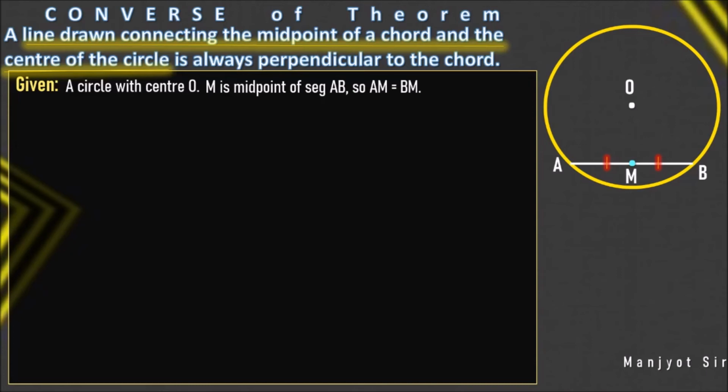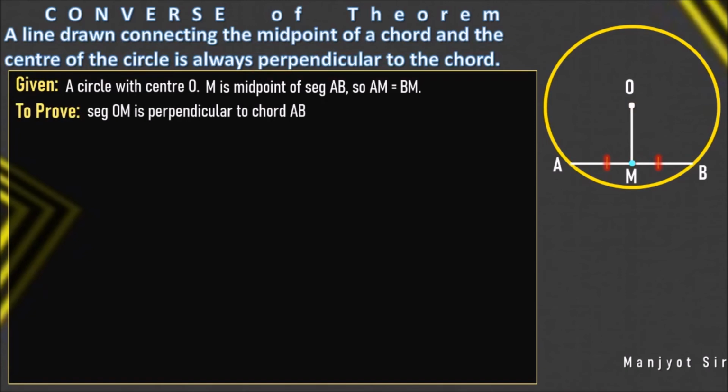This theorem says we need to draw a line connecting midpoint of chord and center of the circle. That means we should have a line which is connecting midpoint and center. Here midpoint is M and center is O. That means we should have a line which is connecting O and M. So let's draw a line connecting O and M. Now this line is perpendicular to the chord. So you need to prove that this line OM is perpendicular to this chord AB. That means our to prove will be OM perpendicular to chord AB. Now remember students, how we prove perpendicular.